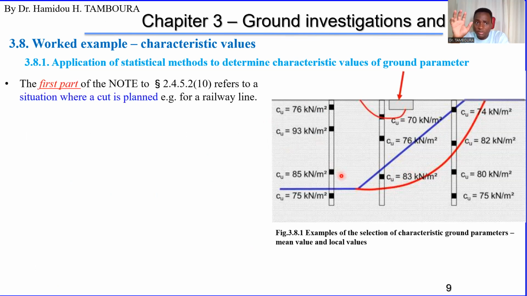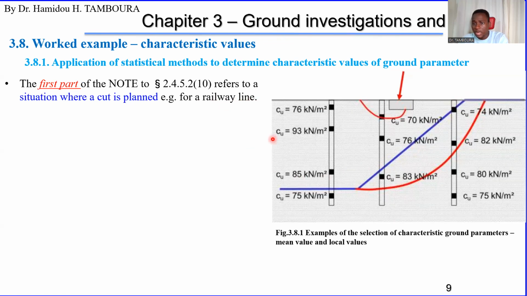there are two parts. The first part refers to a situation where a cut is planned. Cutting, okay? You see this blue line? For example, this will be an embankment. You cut here, following the blue line. It means excavation. This part will go. Then you will have a slope, for example for making a railway.